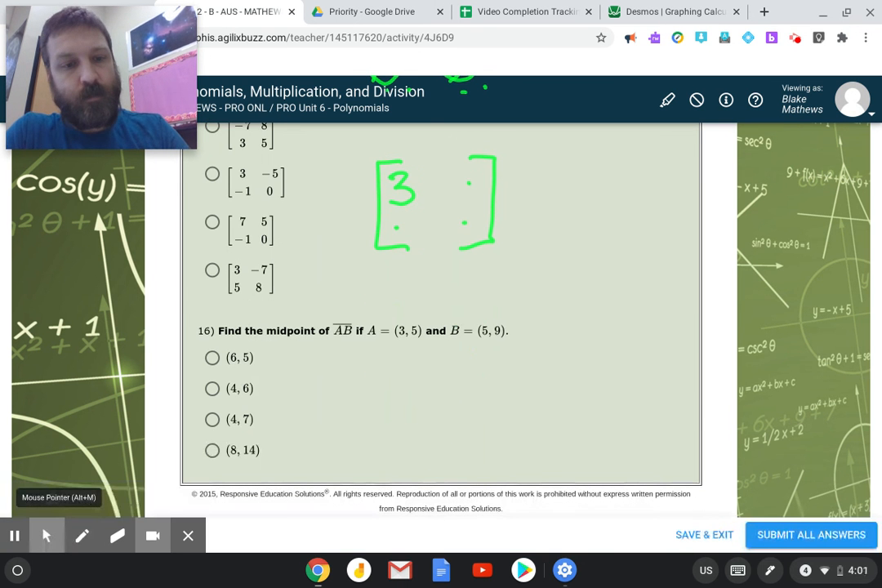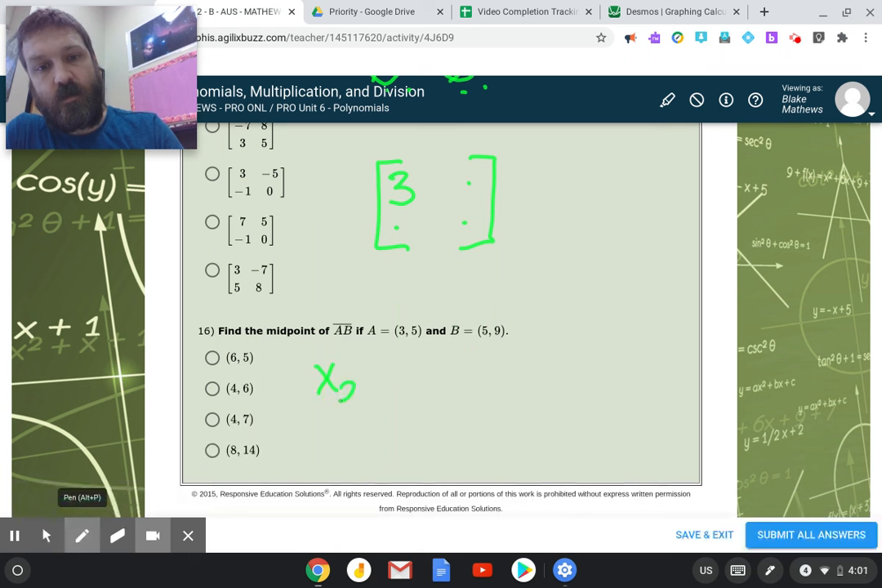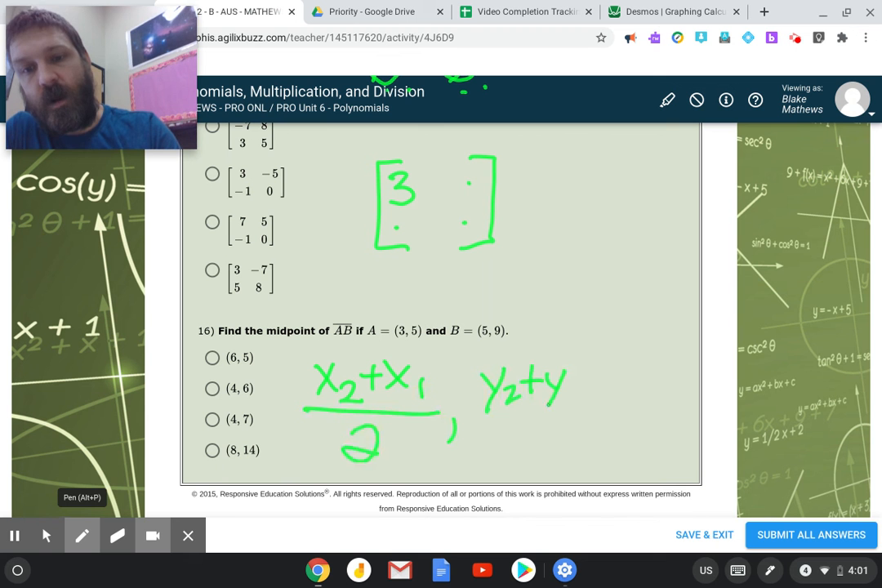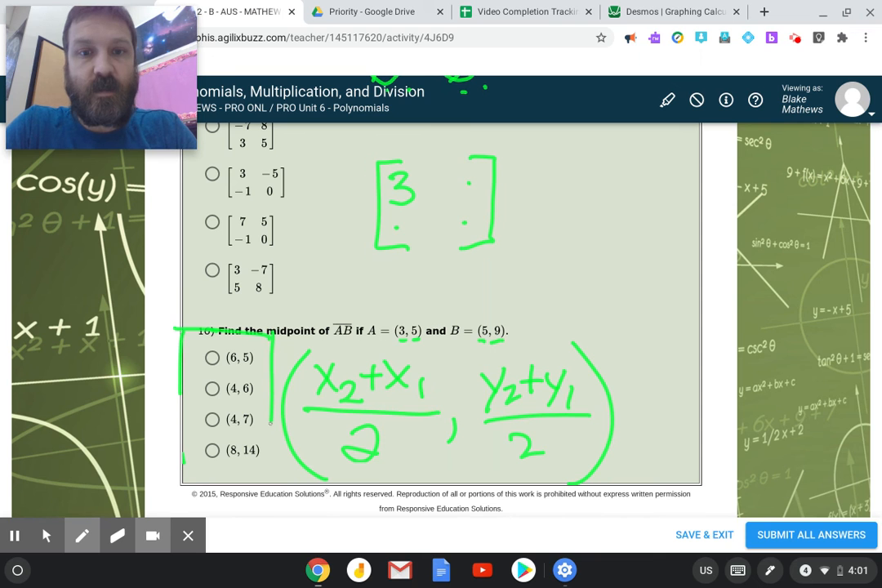Lastly, find the midpoint. I'll post the midpoint formula on the class lecture notes. The midpoint formula is the following. You take x2 plus x1 divided by 2 and y2 plus y1 divided by 2. So basically you add the x terms and the y terms, divide by 2, and you'll get a point that matches one of your answer choices. So there's your formula right there. I'll post another version of that in the lecture notes, and you will be all set for this lesson.